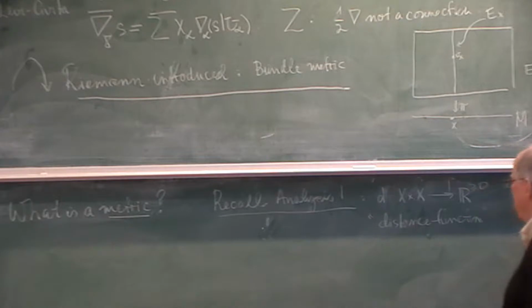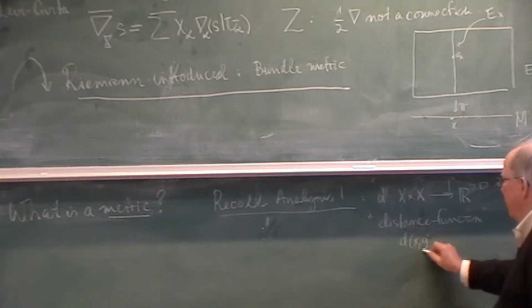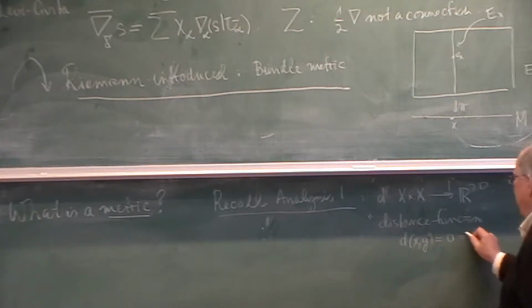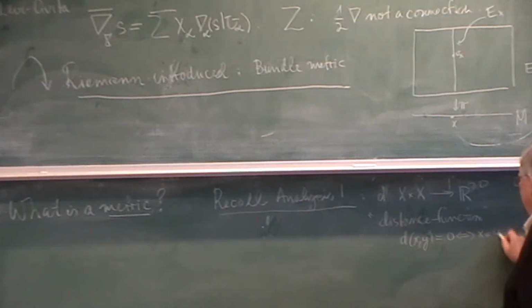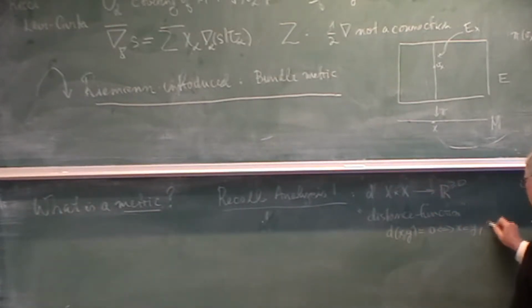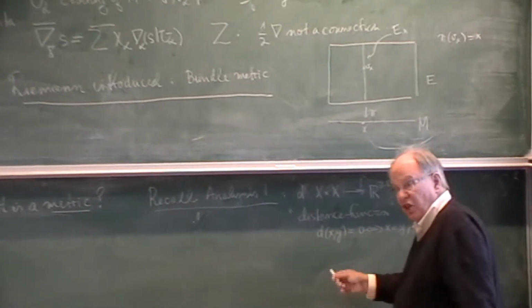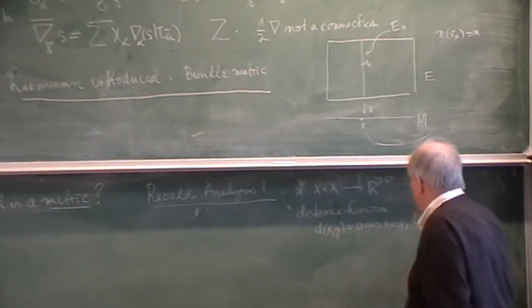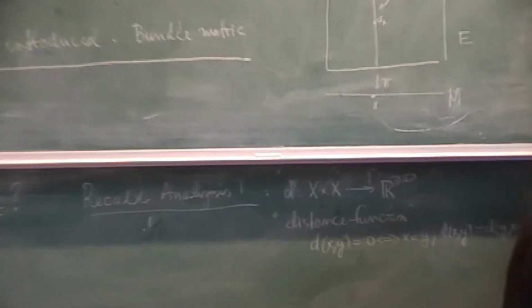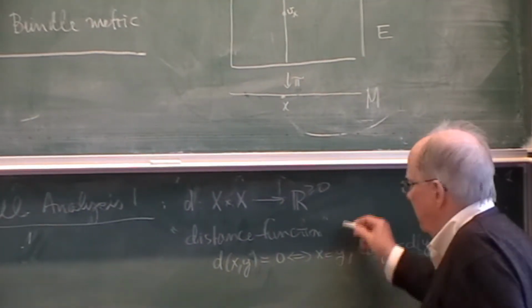It has various properties, as you know. d(x,y) is 0 if and only if x equals y, and things like that. It is symmetric, things that anybody believes are completely trivial, but the key thing is the triangle inequality, right? So let's call that a distance function. Some people call that a metric.